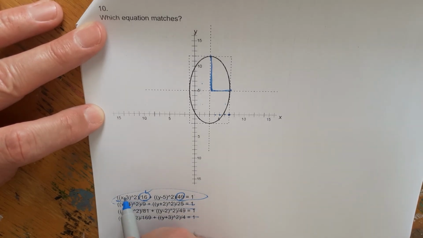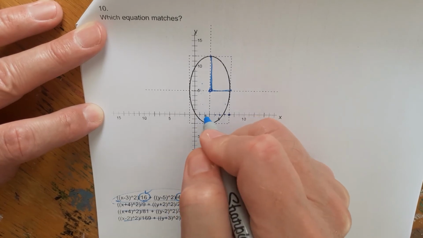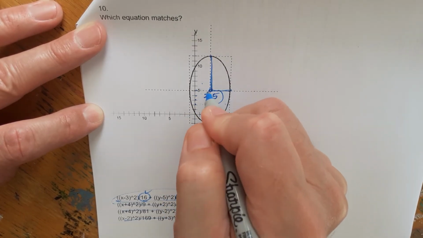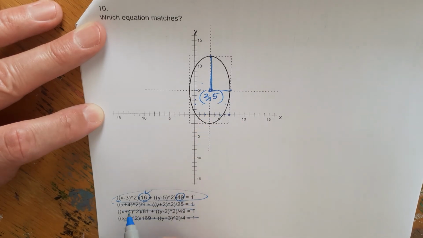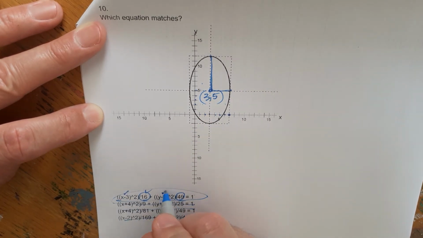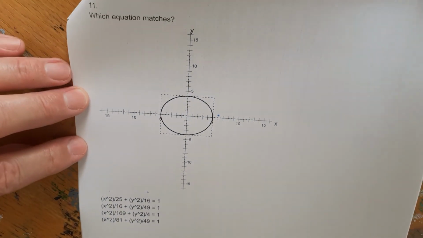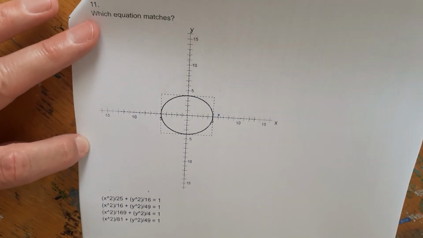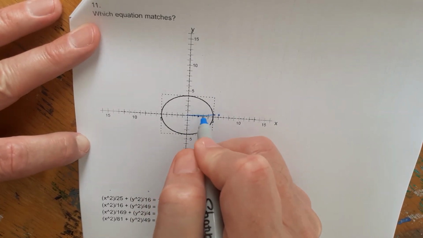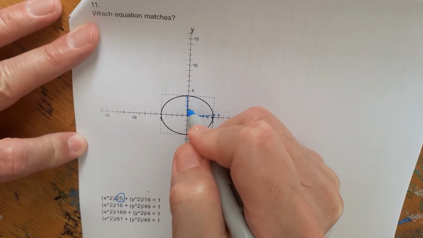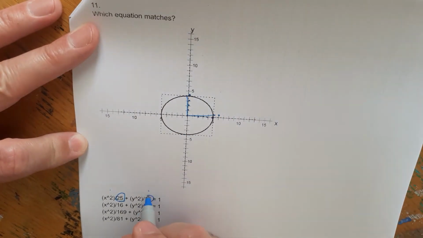But if I want to go back and look at the center again, let's do that. 1, 2, 3, so this is 3, comma, 1, 2, 3, 4, 5, 3, comma, 5. So I'm looking for x minus 3, y minus 5. Okay, radius, 1, 2, 3, 4, 5. 5 squared is 25. Ding. Radius, 1, 2, 3, 4. 4 squared is 16. Ding.